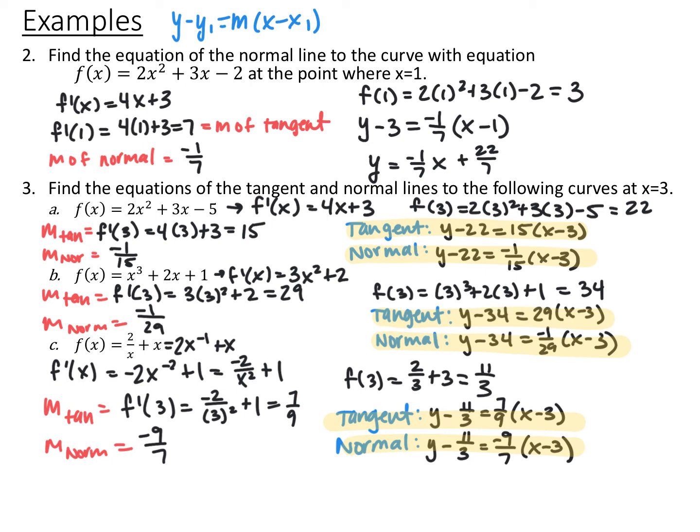So for equations of tangent lines, your slope is the derivative at that specific point. Then you need to find x and f of x at that point, just use point slope form. And then normal lines are perpendicular to tangent lines, so once you have the slope of the tangent line, the normal line is the opposite reciprocal.